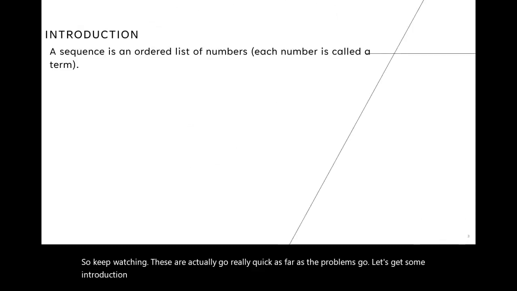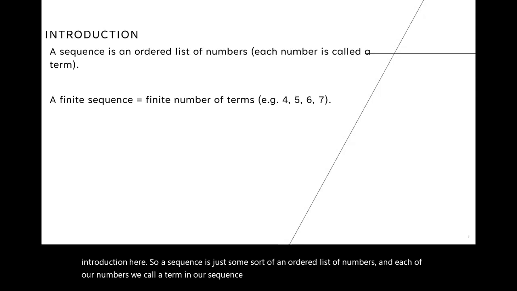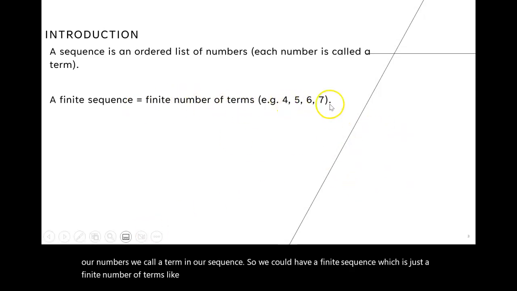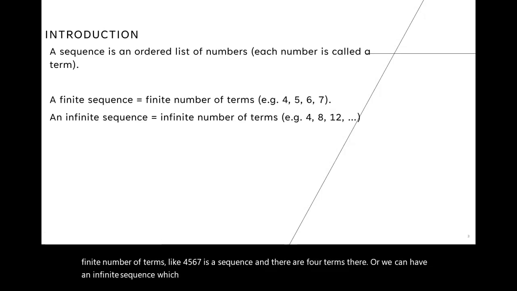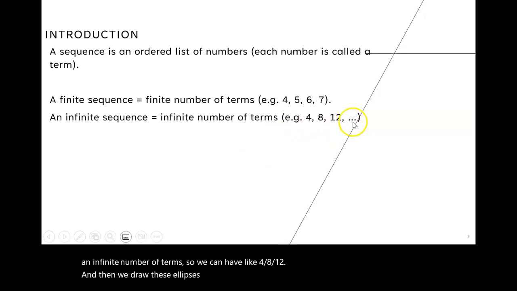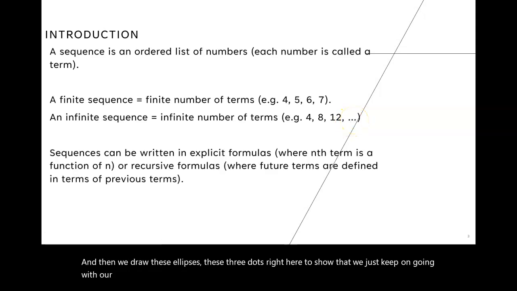So a sequence is just some sort of an ordered list of numbers, and each of our numbers we call a term in our sequence. So we could have a finite sequence, which is just a finite number of terms, like 4, 5, 6, 7 is a sequence, and there are 4 terms there. Or we can have an infinite sequence, which we're going to work with a lot more often in this class. So an infinite number of terms, like 4, 8, 12, and then we draw these ellipses, these 3 dots right here, to show that we just keep on going with our sequence.